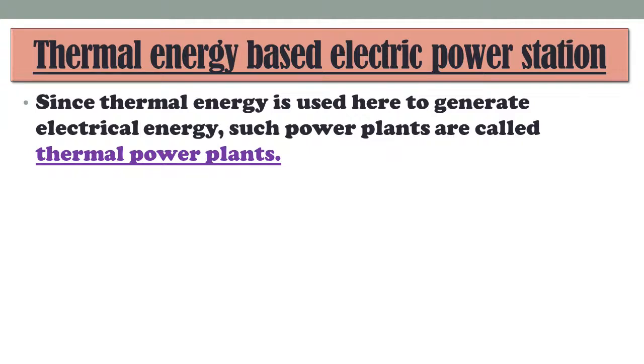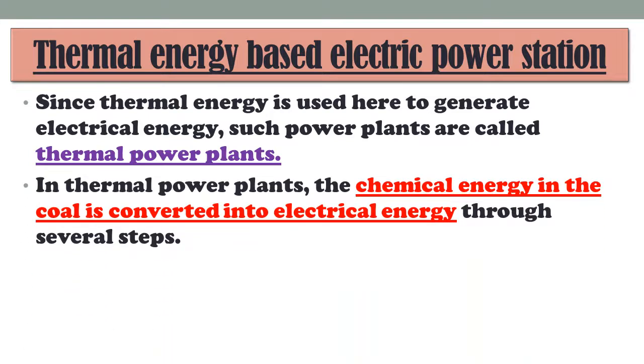Alright, since thermal energy is used here to generate electrical energy, such power plants are called thermal power plants. In thermal power plants, the chemical energy in the coal is converted into electrical energy through several steps. Now, what is chemical energy? It is the energy stored in the bonds of a substance. So by combustion of the coal, the chemical energy is released, and that is used to generate electricity or produce electrical energy.